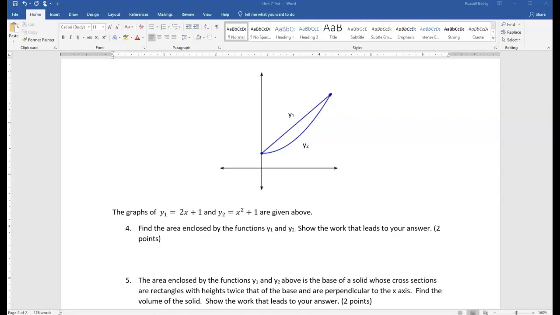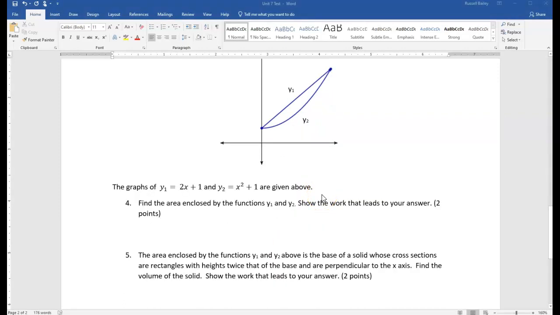Let's take a look at the next one. The area enclosed by these functions is the base of a solid whose cross sections are rectangles with heights twice that of the base, and they're perpendicular to the x-axis. All right, so I like to start off by drawing a picture. You don't have to, but this is one of those 3D pictures.